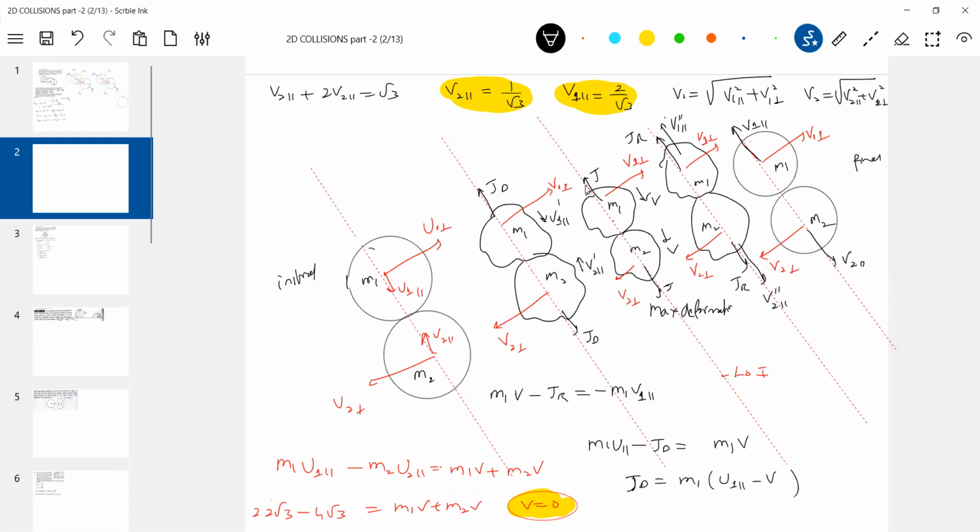So plus jr or minus jr? The jr should be with respect to the velocity v. At maximum deformation, the common velocity is what? m1v in the direction. So I'm taking it like this here. Solving this, we'll get the jr.